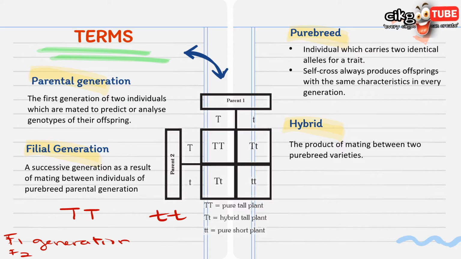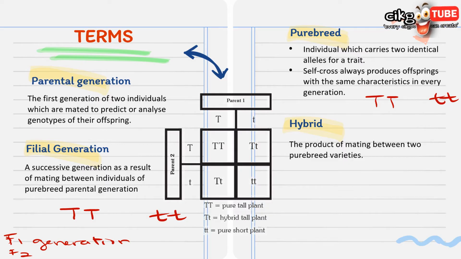Now we talk about purebred and also hybrid. What is purebred? What is hybrid? Now, purebred refers to an organism which carries two identical alleles for a trait. For example, here we have a homozygous dominant or homozygous recessive parent. So the offspring usually have the same genotype and characteristics as the parents. And a purebred organism can be homozygous dominant or homozygous recessive.